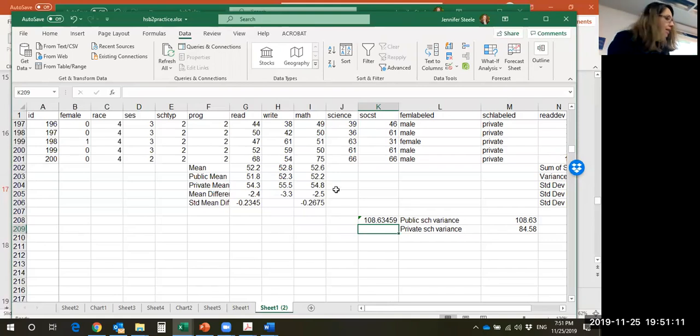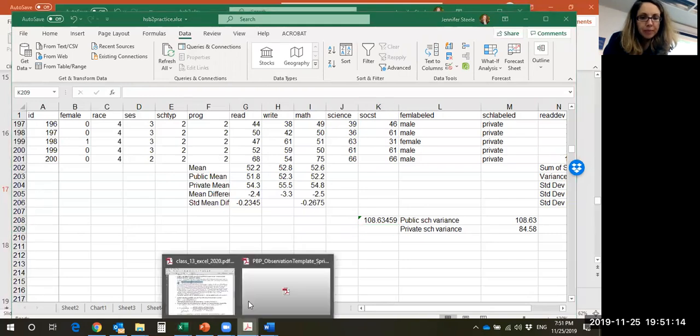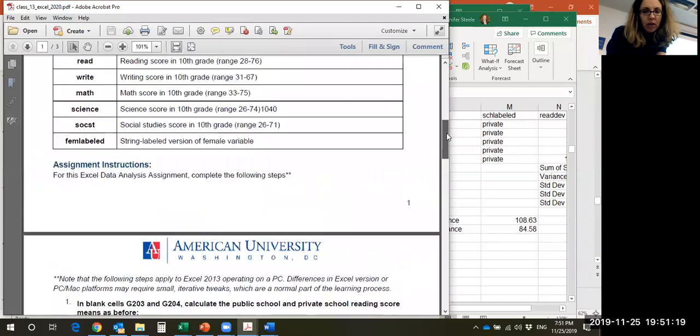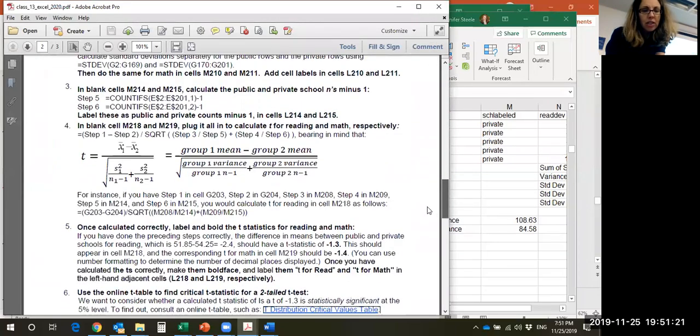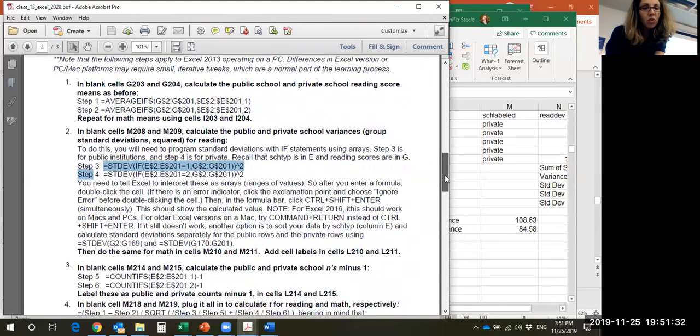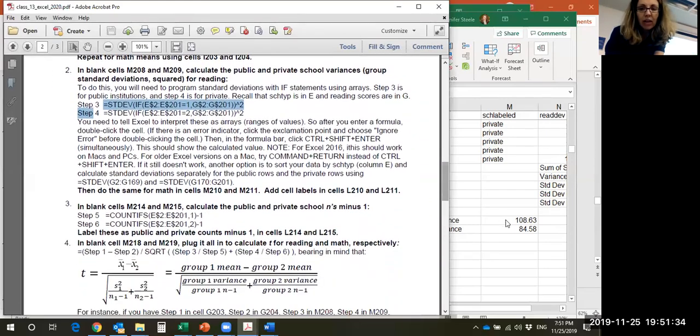So once I've done that, what I'm trying to do basically is do this t-test formula. I'm just doing the t-test formula in Excel. So I've got the difference in group means, which is the mean scores for the public and private schools. I've now got the variances for the two groups. So I need to do counts, sample sizes for the two groups minus 1, because the denominators here are group 1 n minus 1 and group 2 n minus 1.